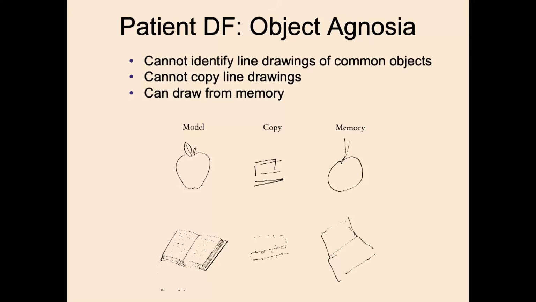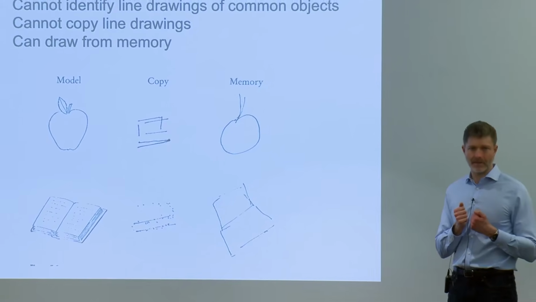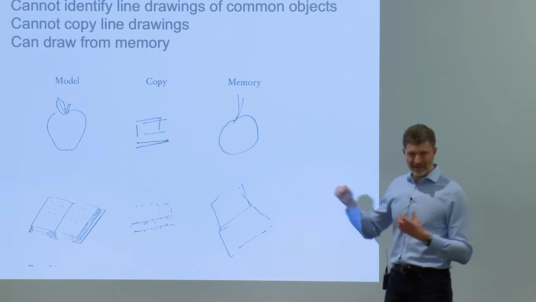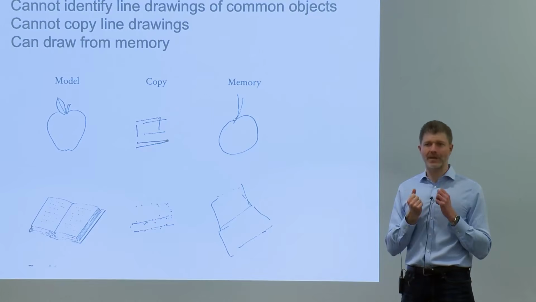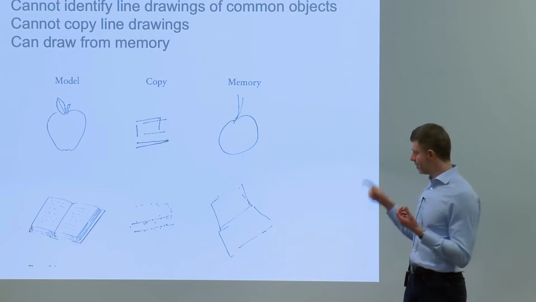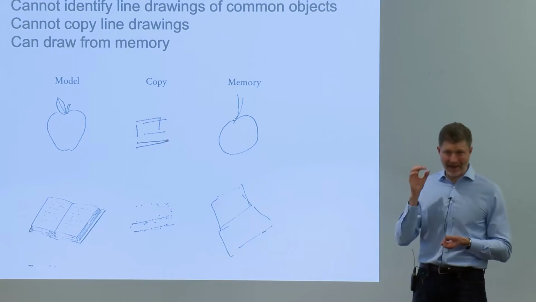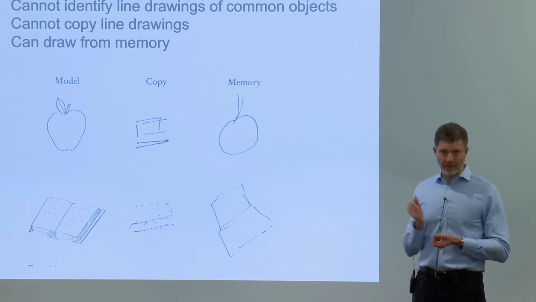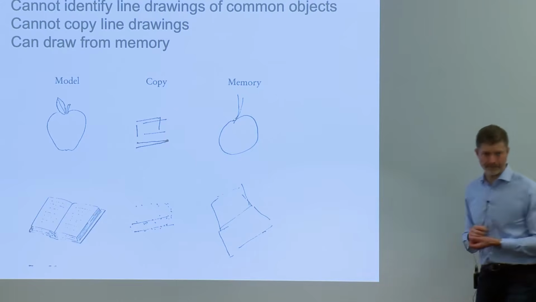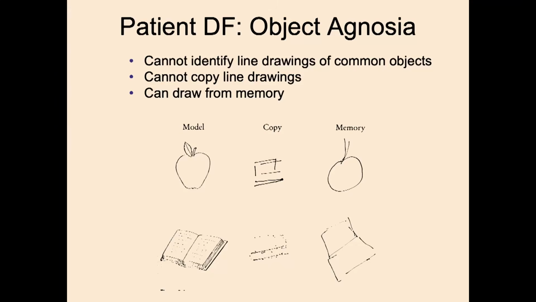So the inference from this is that what is damaged here is the recognition machinery. They can't look at the image and generate a representation of shape from the visual input. But it appears that they have some form of intact memory for the shape and are able to draw from it. So, pretty interesting.